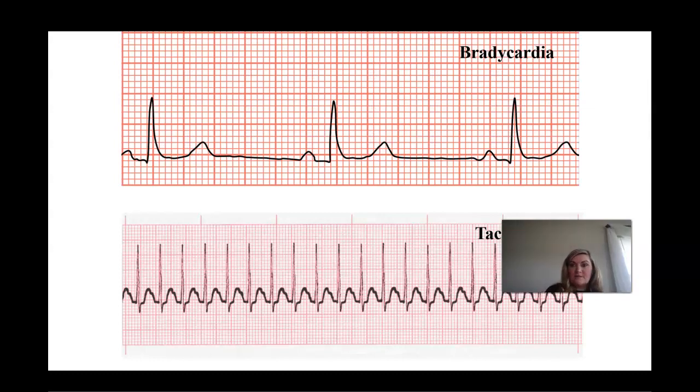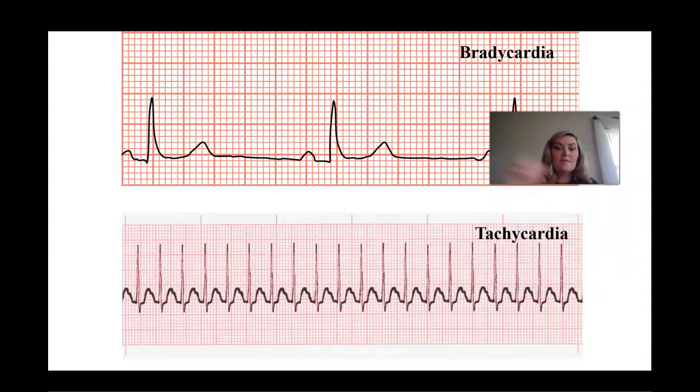The picture above is going to be what's known as bradycardia. That is a very slow heartbeat. Notice that each box is going to be a measure of time. Each section of 5 blocks is going to measure about 0.2 seconds. The bottom picture is going to be referred to as tachycardia, and this is going to be a very fast heartbeat.